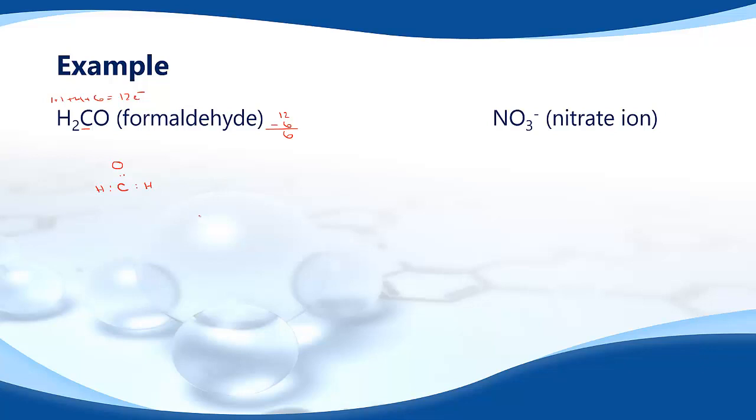So this is my running count. I've made my bonds. My next step, I'm going to work around the outside until everything has an octet or I run out of electrons. So look at my outer atoms. Hydrogen only needs 2, so that's good. Hydrogen only needs 2, that's good.